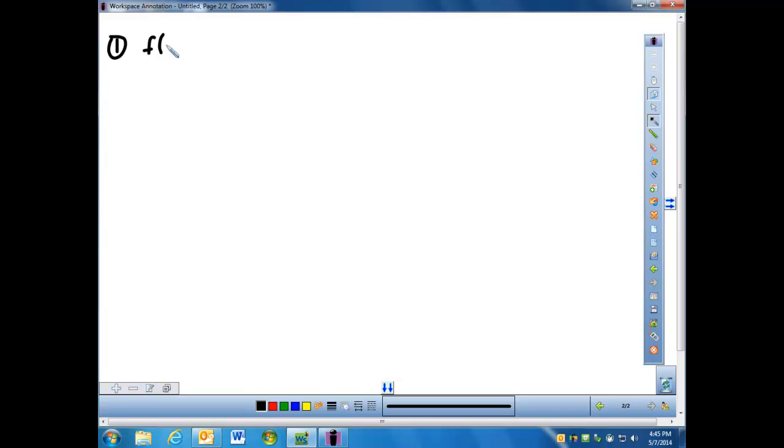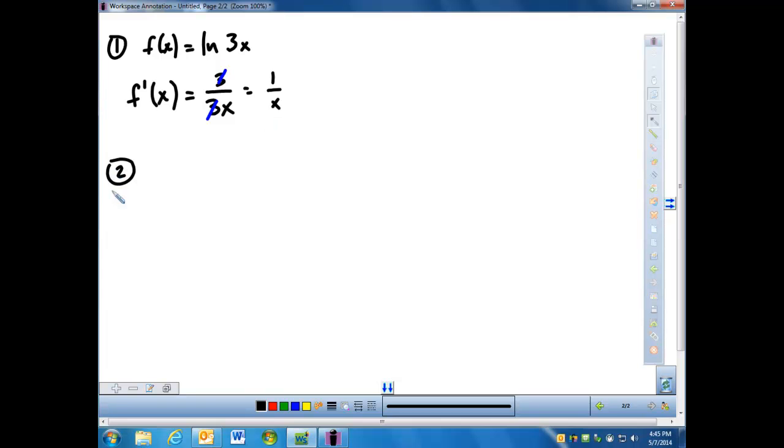So the first one, the function is the natural log of 3x. Here's the derivative. Remember, push pause if you want. Alright, so what's the derivative of 3x? It's 3 over 3x. Of course, I can cancel those 3's out, and I'm left with 1 over x. That is the derivative of the natural log of 3x. Okay, second example, not a very hard one. Again, push pause after each one if you want to try it first on your own, rather than just watching me do these.